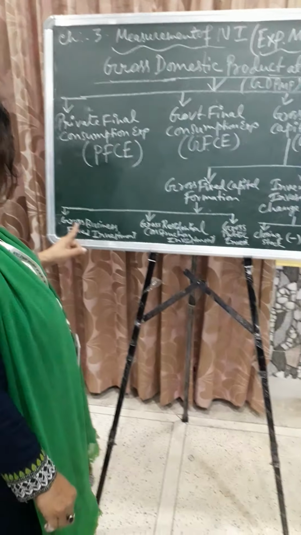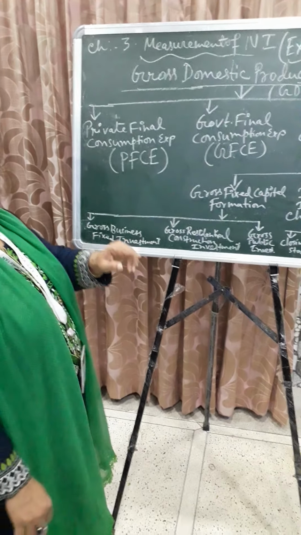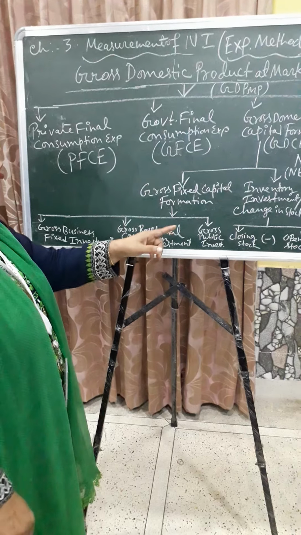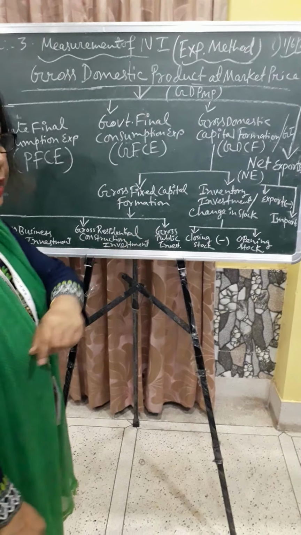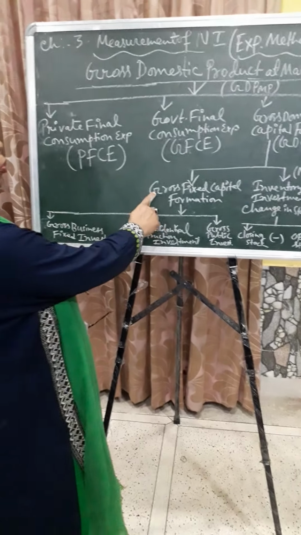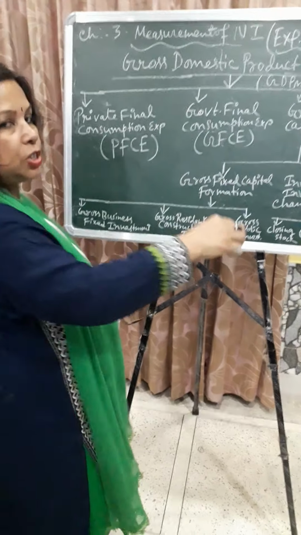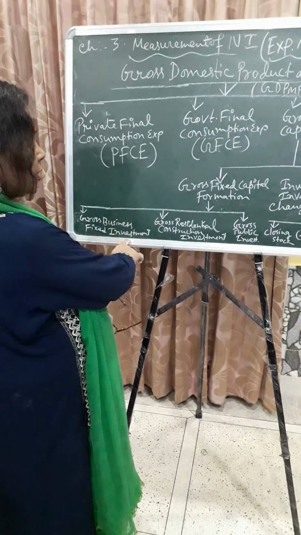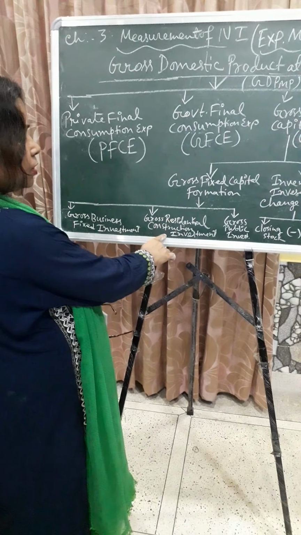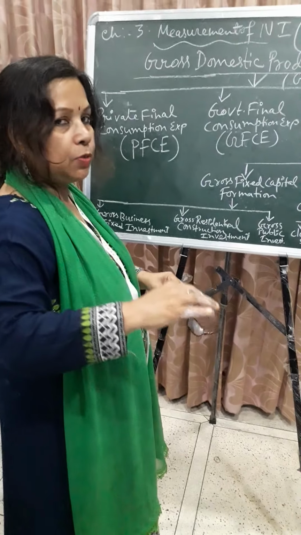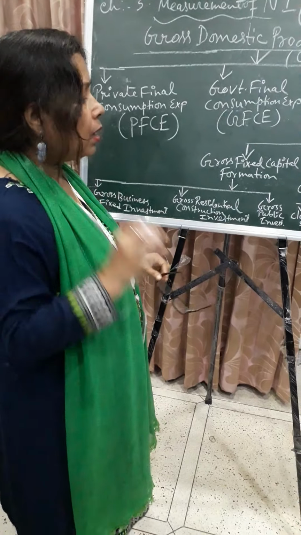Number one, gross business fixed investment. Number two, gross residential construction investment, and number three, gross public investment. So you see that gross fixed capital formation has three parts: gross business fixed investment, gross residential construction investment, gross public investment. Next, one by one I will explain the meaning.